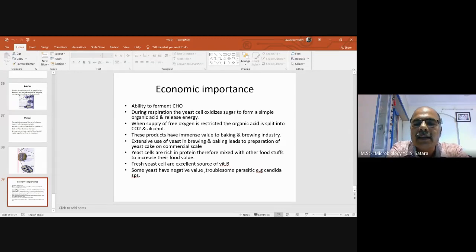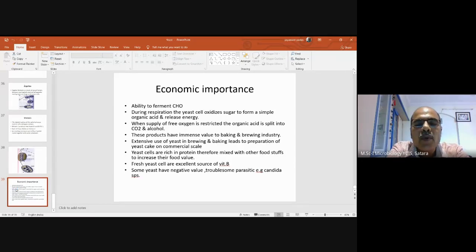During respiration, the yeast cell oxidizes sugar to form simple organic acids and releases energy. Various organic acids are also obtained using yeast cells. When the supply of free oxygen is restricted, the organic acid is split into carbon dioxide and alcohol. These products have immense value in the baking and brewing industry. Extensive use of yeast in brewing and baking leads to the preparation of yeast cake on a commercial scale. These yeast cells are rich in protein, therefore they are mixed with other foodstuffs to increase their food value.